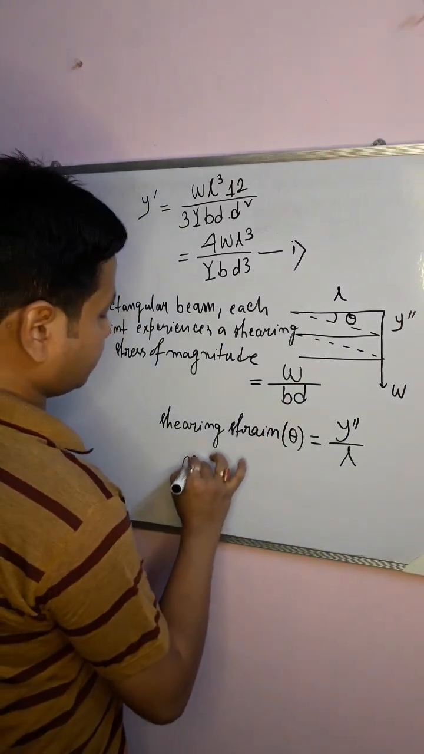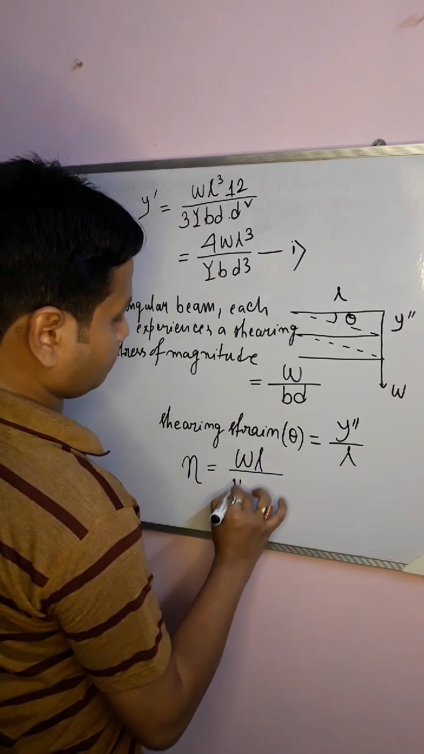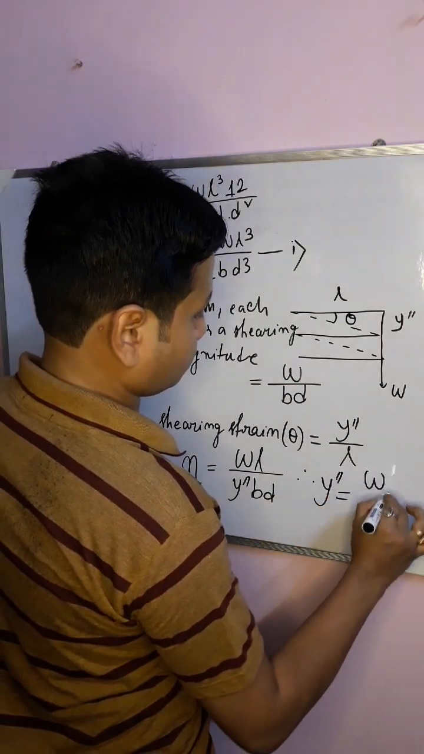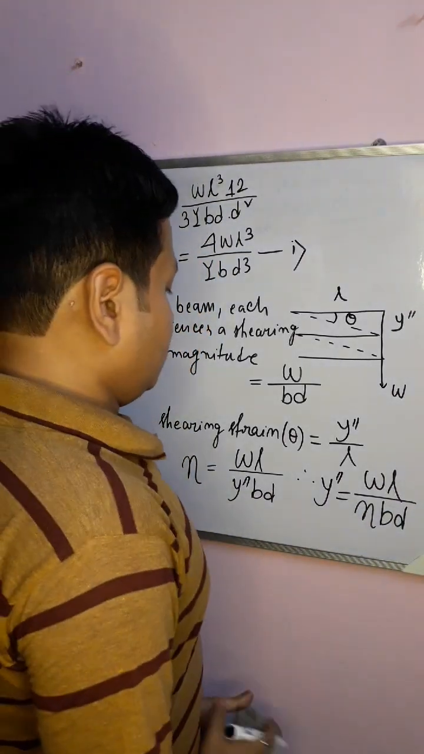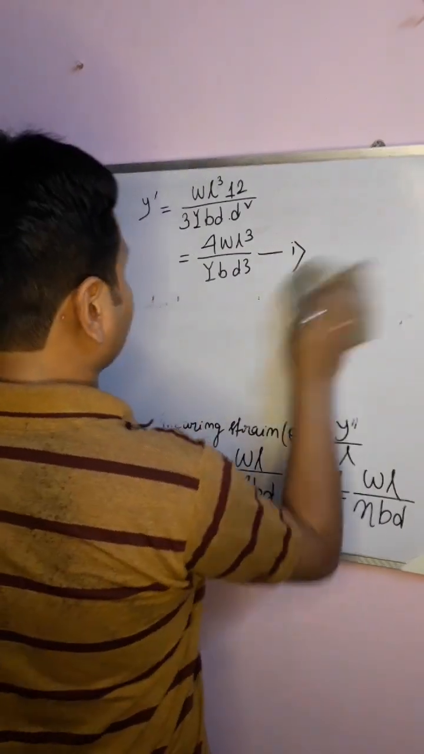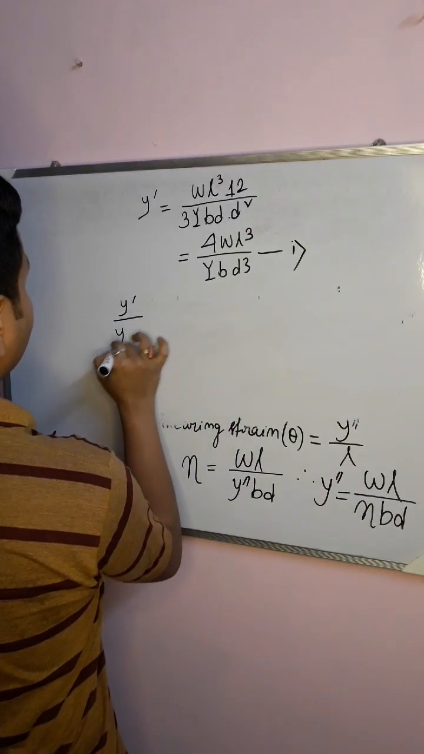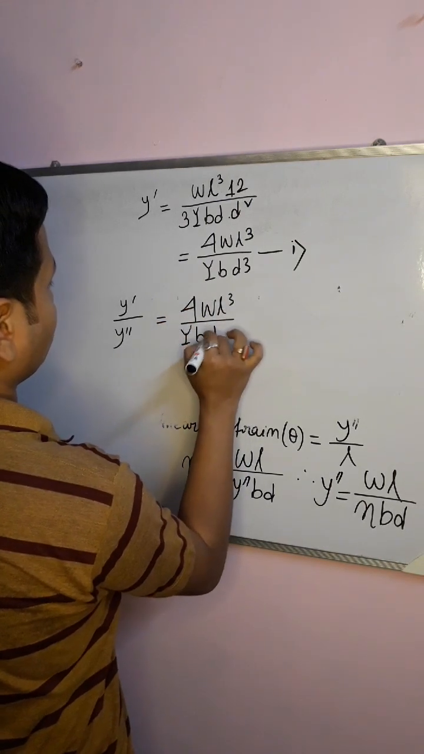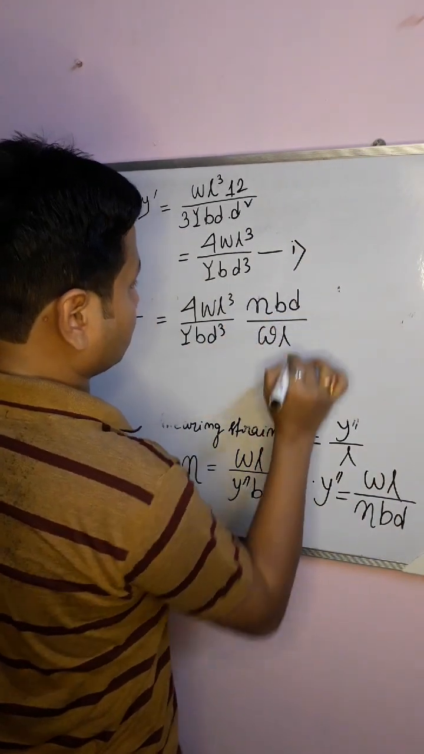So what will be my rigidity modulus? Shearing stress by shearing strain, that means W L by y double dash B D. From which we can write y double dash equals W L by eta B D. So we get this. Now if we do y dash by y double dash, this is simply 4 W L cube by Y B D cube divided by this, which means eta B D by W L.